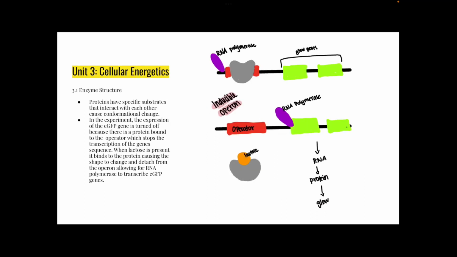For Unit 3, Cellular Energetics, I chose 3.1, Enzyme Structure, because proteins have a specific substrate that interacts with each other to cause conformational change. And in this experiment, we used an inducible operon, and when lactose was bound to the protein on the operator, it came off of it and enabled RNA polymerase to transcribe the GLO genes that caused the bacteria to glow.